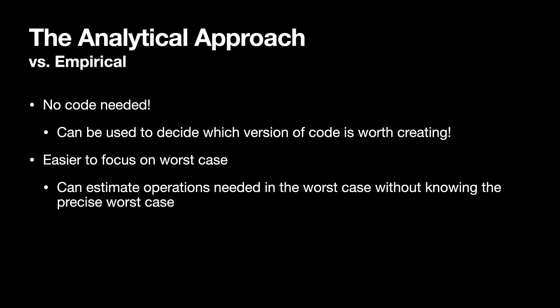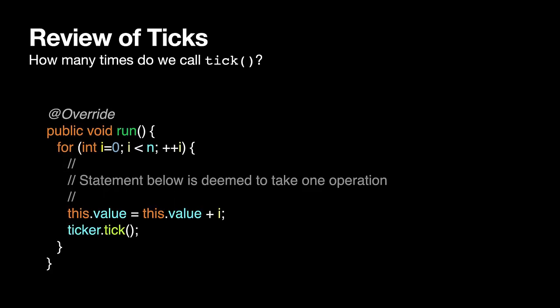So let's do a quick review of ticks. Here is our example code from Studio. Just as a quick review, there's a single call to ticks, and it's being done in this loop. So notice that this loop starts at 0.